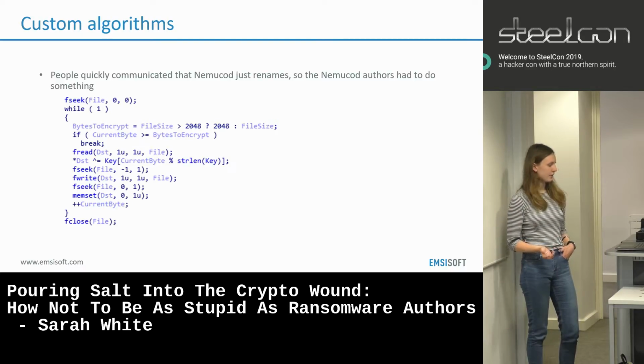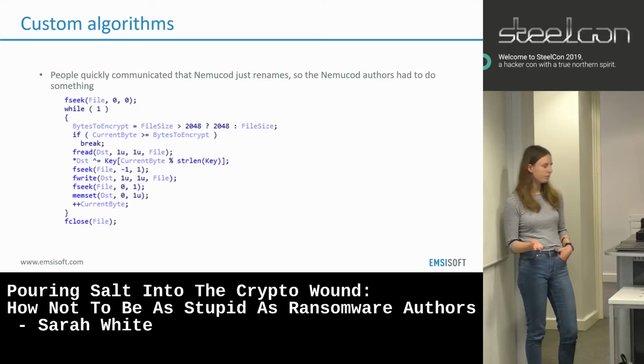In this case, they check if the file size is bigger than 2048, and if so, limit the bytes to encrypt to 2048. Then they check if they have already encrypted 2048 bytes, and if so, move on to displaying the ransom note. If not, they read the next byte from the file and XOR it with the corresponding byte of the key. Then they seek back one byte in the file to overwrite the byte, and increment the encrypted bytes counter. The ransomware will then continue looping through this algorithm until it has either reached the end of the file or encrypted up to 2048 bytes.